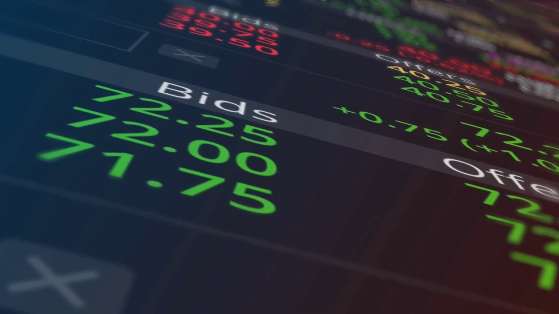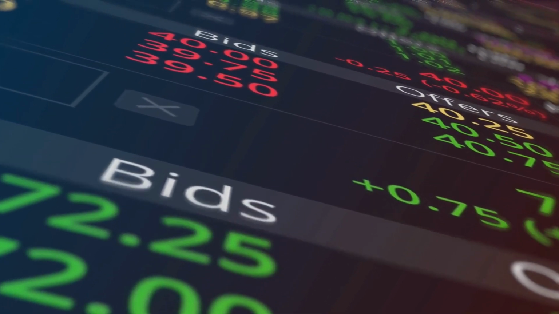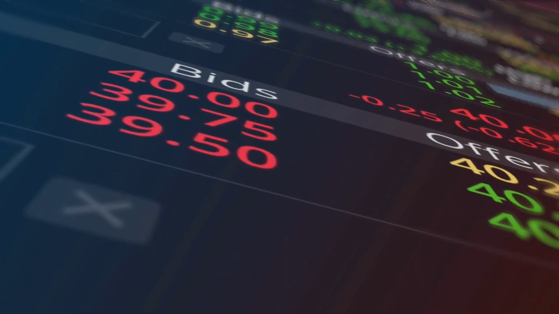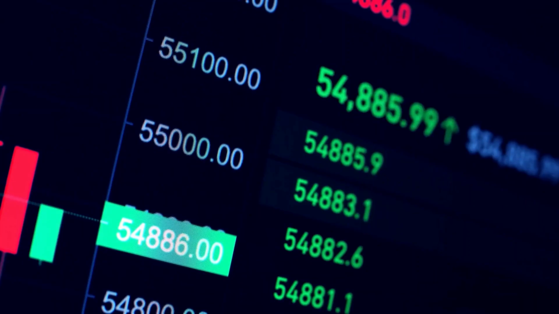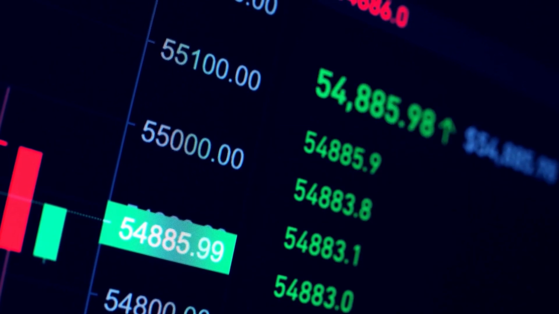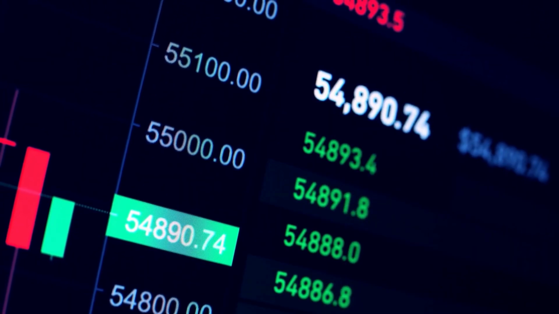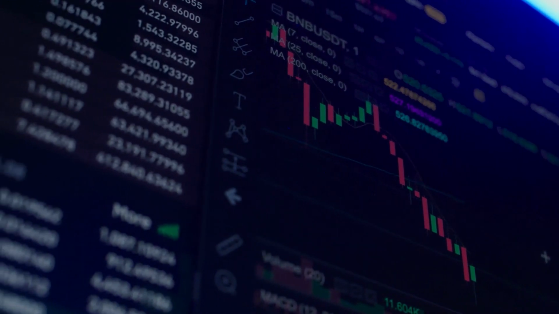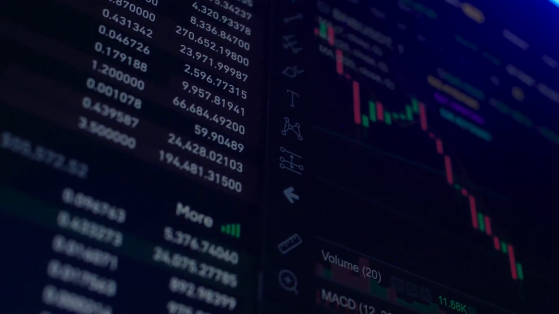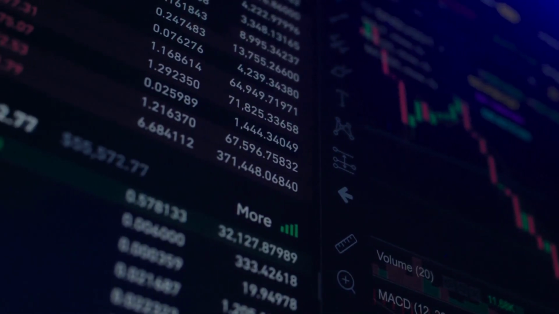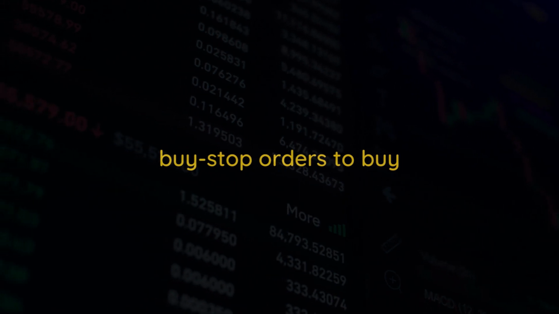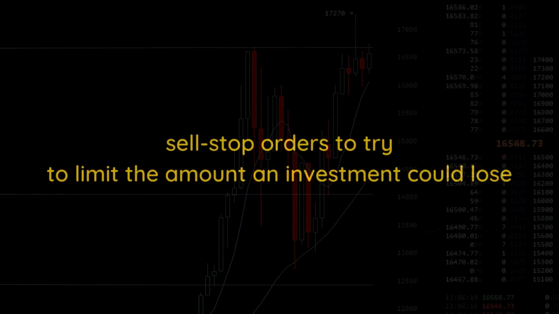Stop orders. The last type of order is a stop order, which is just a market or limit order with a trigger price that tells the order to go into effect. When the stock hits the activation price, the order is carried out based on the type of order it is. There are many ways to use a stop order. When securities reach the activation price, investors can use buy stop orders to buy them, or they can use sell stop orders to try to limit the amount an investment could lose.